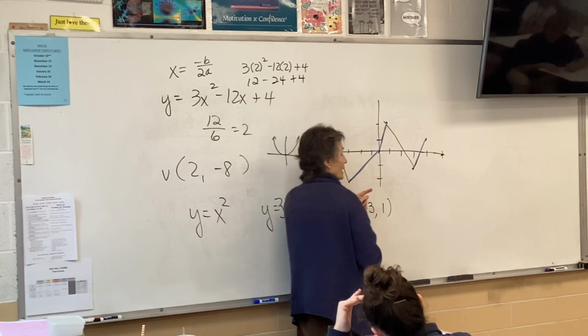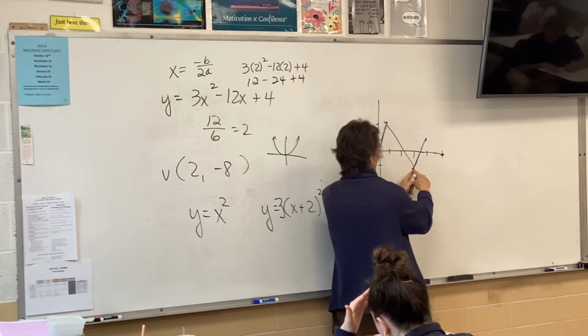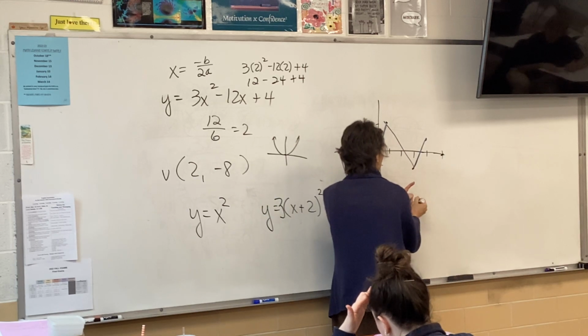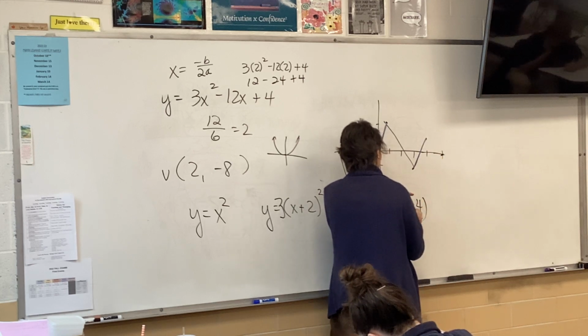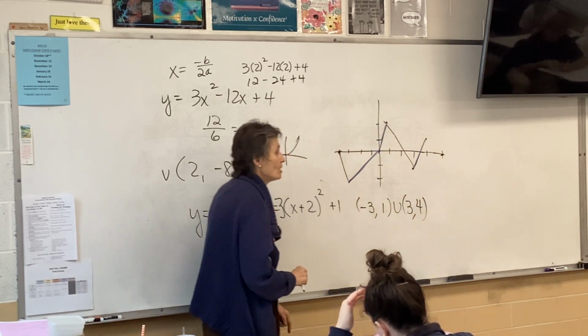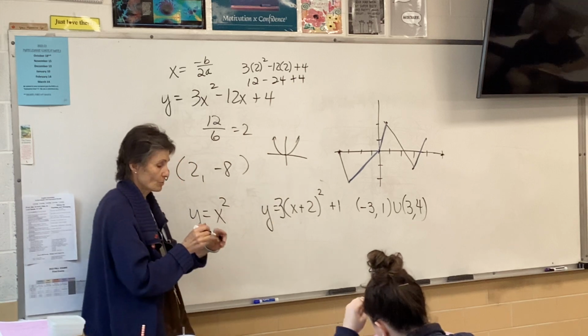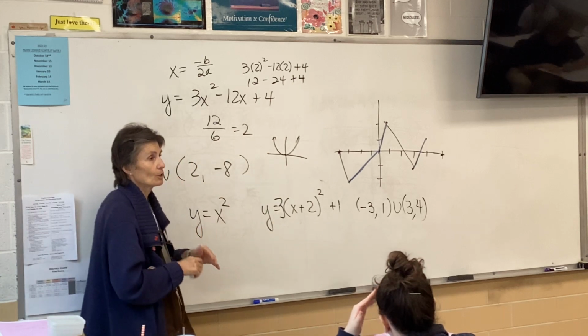Where else is it going up? What's this x value? 3. What's this x value? 4. Put a U between them, and there they are. Those are the intervals where we are increasing.